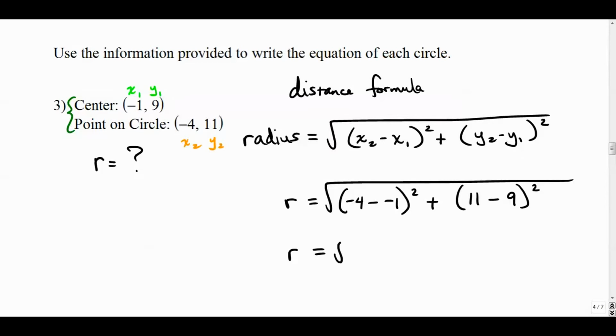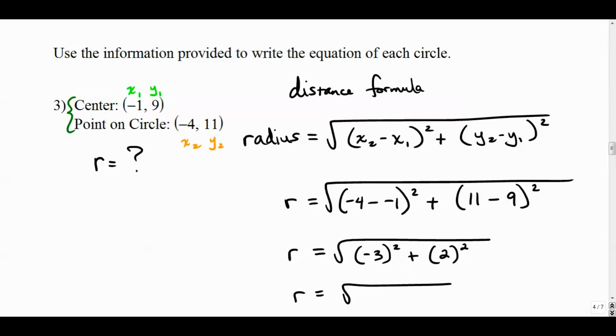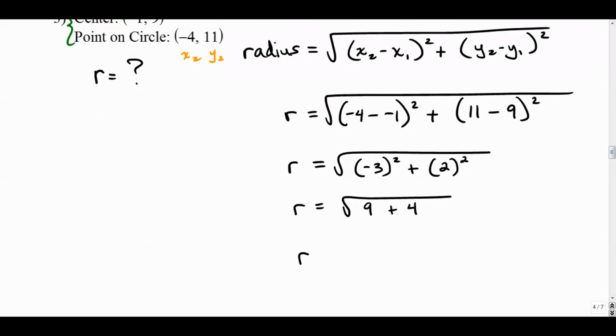Let's simplify. Negative 4 minus negative is plus, so that's negative 3. 11 minus 9 is 2. Simplify. Big square root. Negative 3 squared is 9. Plus 4. So in this case, the radius is the square root of 13. Now, that's not an integer, that's just a decimal. We're going to leave it like that, though.